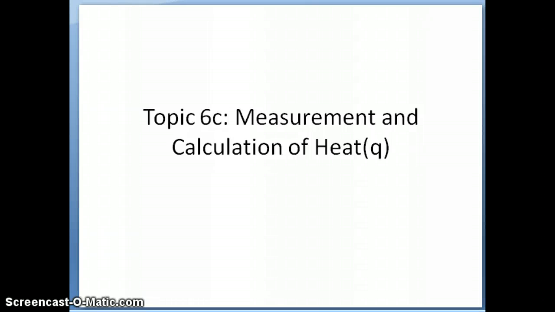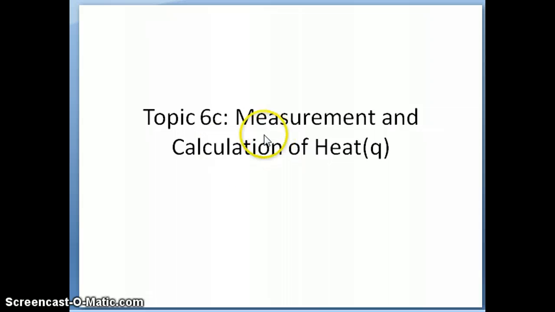Hi everyone. This is now topic 6C in topic 6, and we're going to be talking about measurement and calculation of heat. Remember that the symbol for heat is lowercase q. In the previous set of videos we talked about how to calculate and measure work, and remember that when we add heat and work together we get our delta E, which is the change in energy of a reaction. That's the quantity that we're trying to measure and calculate, because it tells us something about how the molecules in the reactions behave if we're able to get the delta E number.